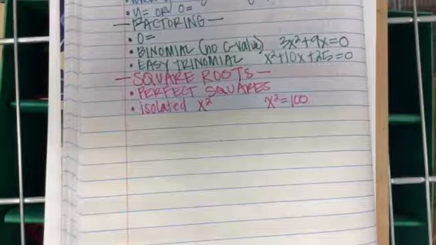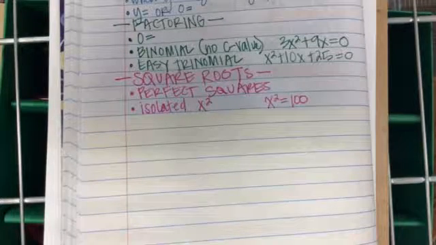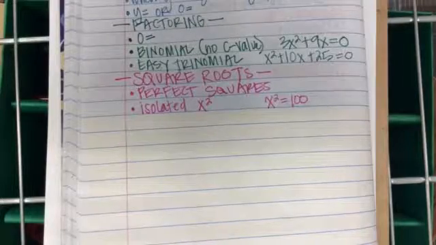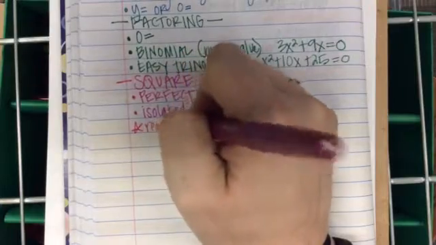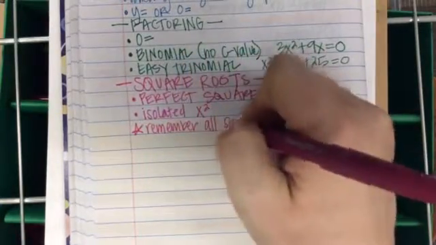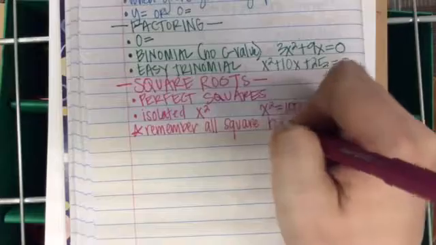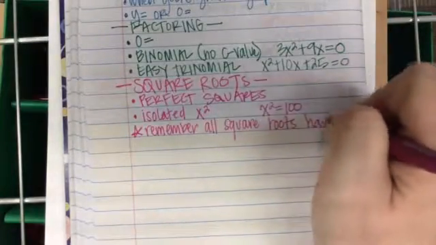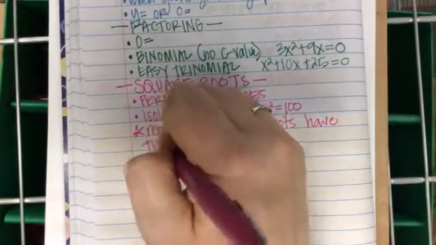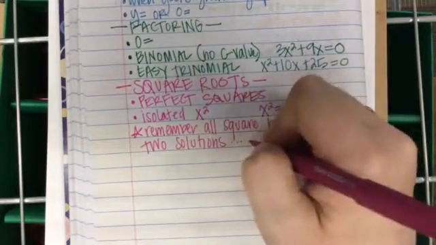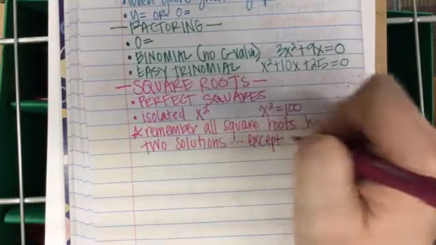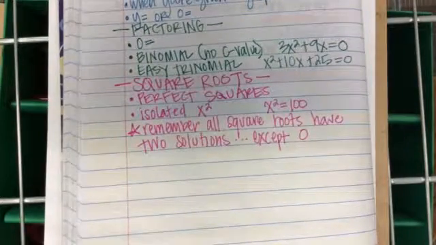What would the answer be? X equals positive and negative 10. So we need to remember all square roots have 2 solutions, except 0. 0 only has 1 solution.